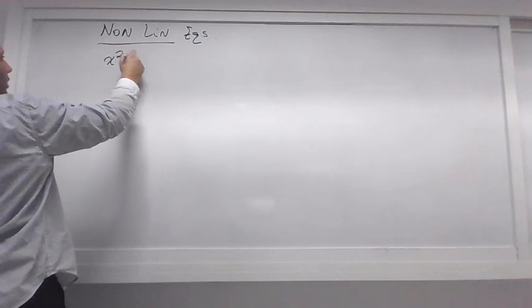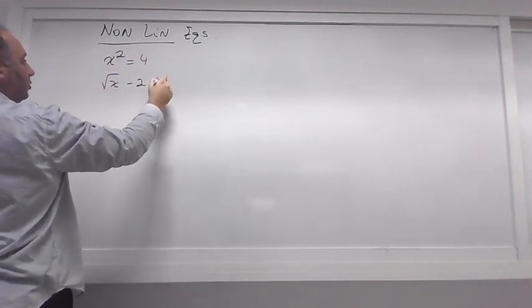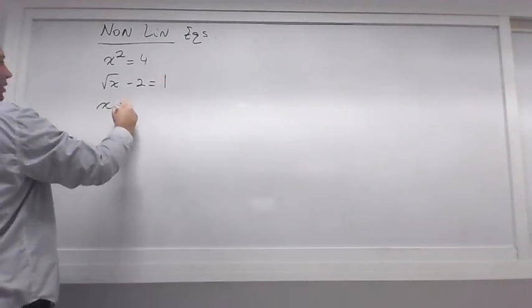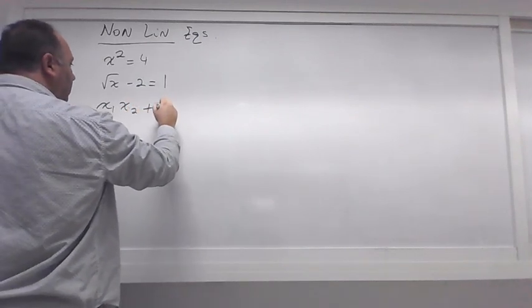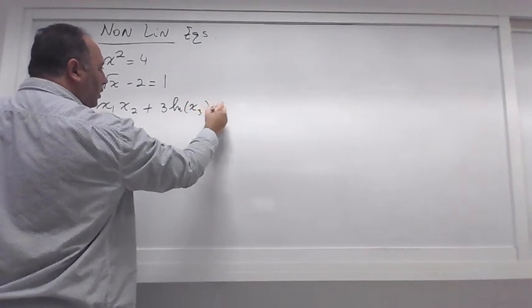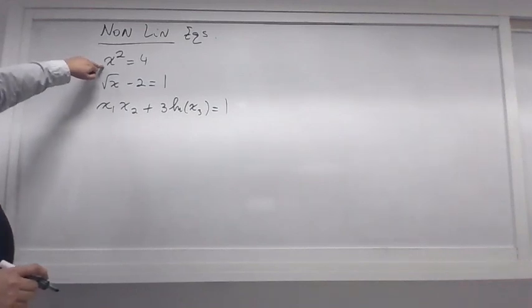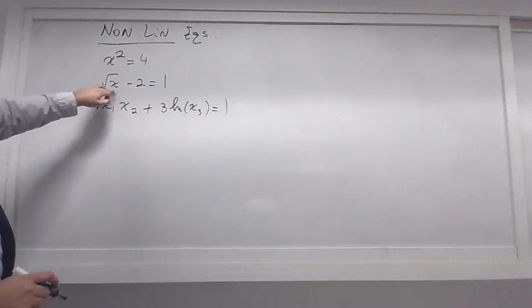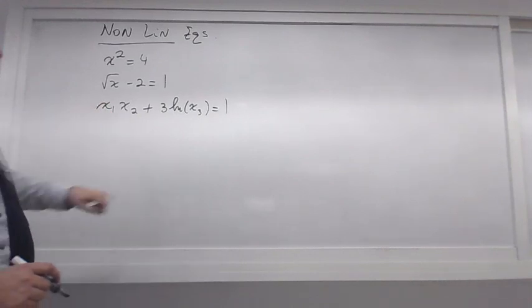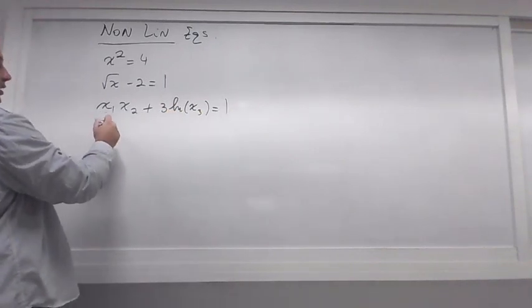So let's say x squared equal 4, or radical x minus 2 equal 1, whatever. x1 times x2 plus 3 log x3, let's say equal 1. So all these are nonlinear. You have a variable to a power, that's nonlinear. You have square root of a variable, that's nonlinear. Product of 2 variables, it's nonlinear. Log is a nonlinear function. Tan, cotan, sine, cosine.